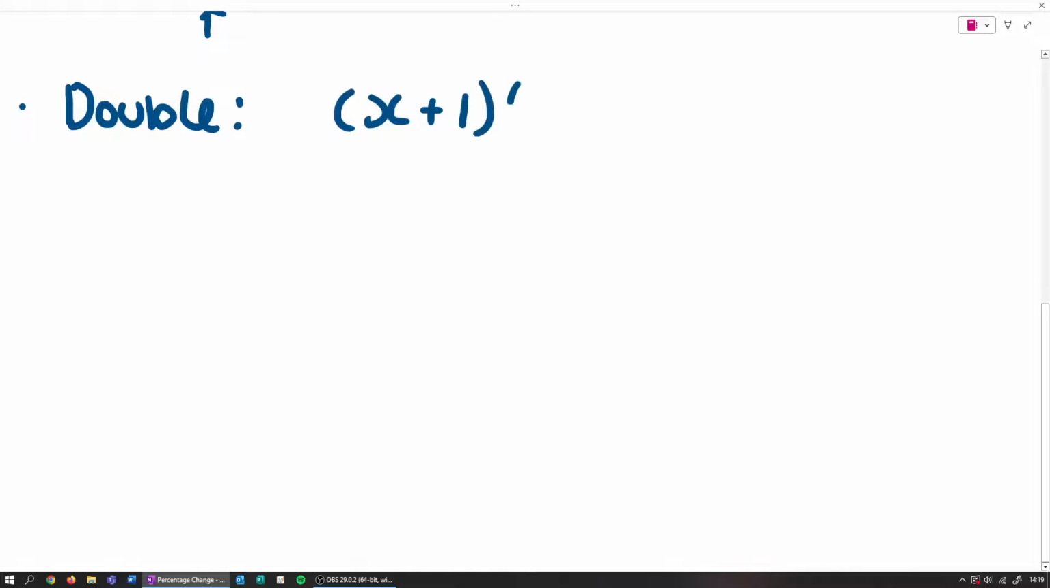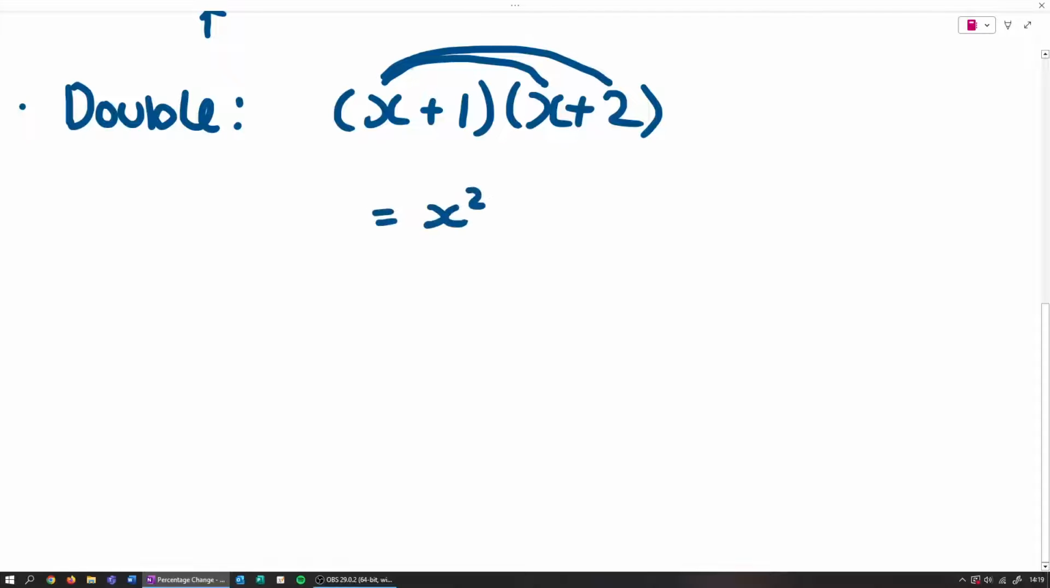Okay, so, well, very similar anyways. We'll have x plus 1, x plus 2. Okay, so we take the first term in this first bracket, so x, we multiply it with both the terms in the second one. So we get x squared from the x times the x, plus x times 2, which is just 2x. Now we do the second number in the first bracket with the rest in the second, plus 1 times x, which is just x, plus 1 times 2, which is just 2.